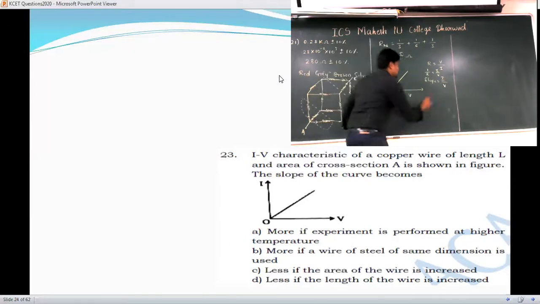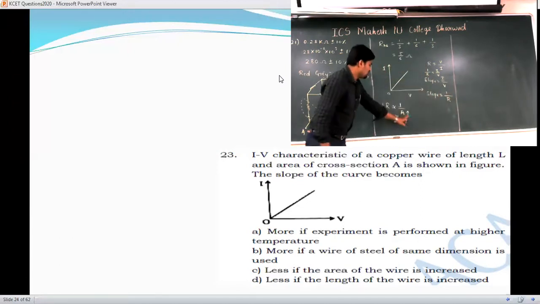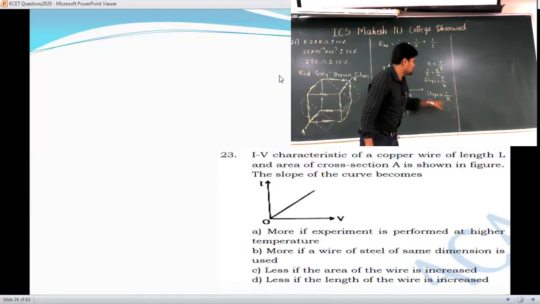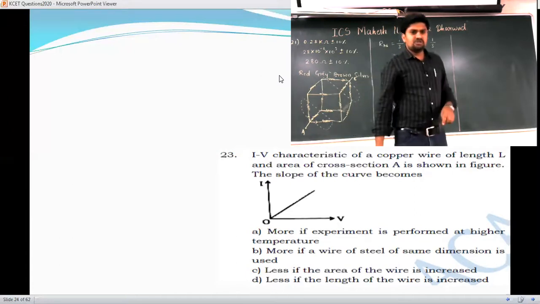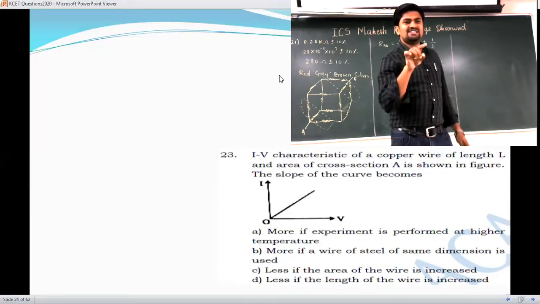So what does the slope say here? The slope is 1 by R. So if the area increases, resistance decreases. If resistance decreases, what about the slope? The slope increases. So option C doesn't suit there. They have given option C as less if the area of the wire is increased.